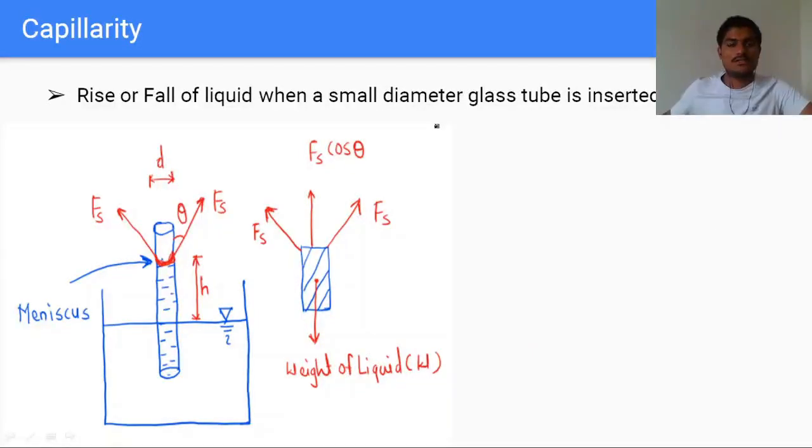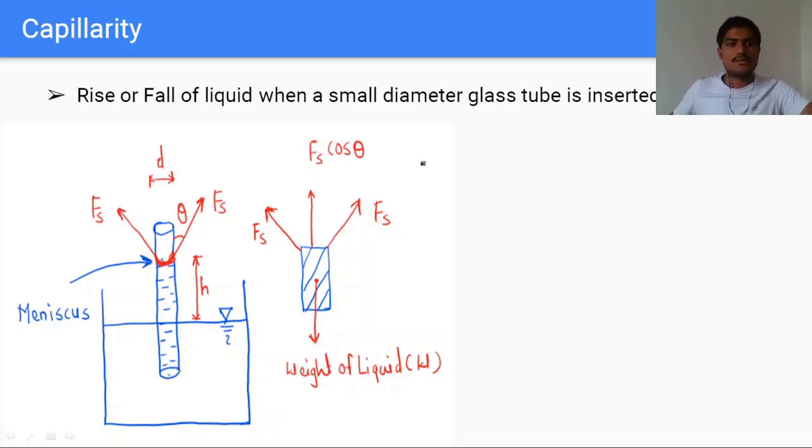Hello students. In this video, we are going to look at the capillarity property of the fluid. This property is the result of surface tension. So we will first define capillarity.